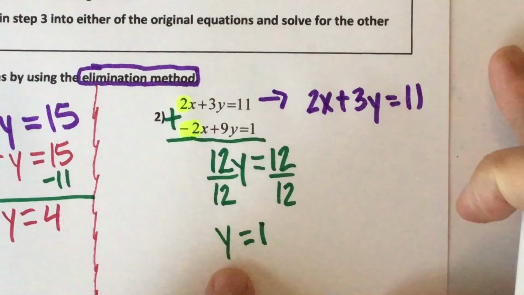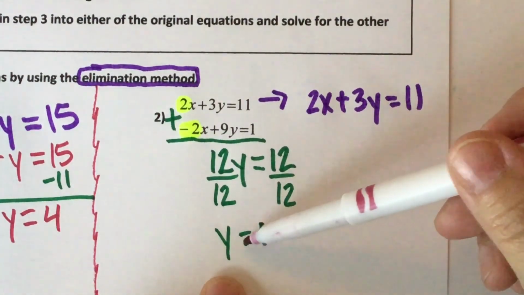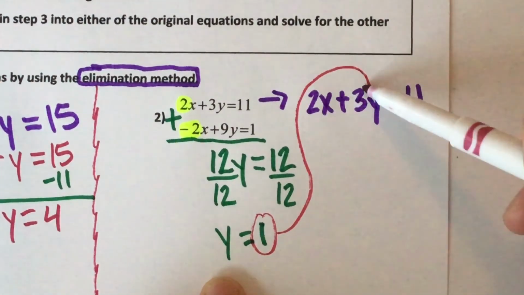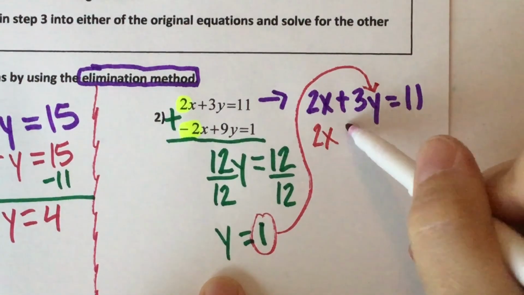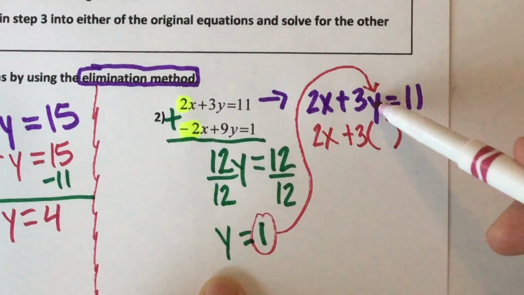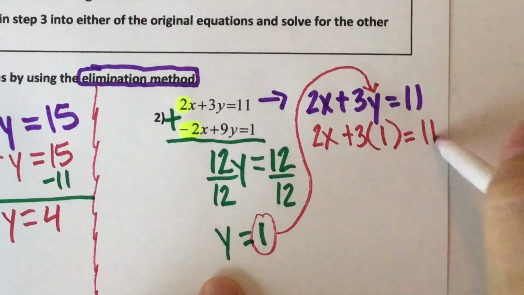Now I'm going to substitute in. Now this time we found what y equals. So if this is what y equals, I'm going to take this 1 and put it in the y. So I recopy 2x plus 3, slap parentheses down, plug your 1 into your y, and recopy the equals 11.